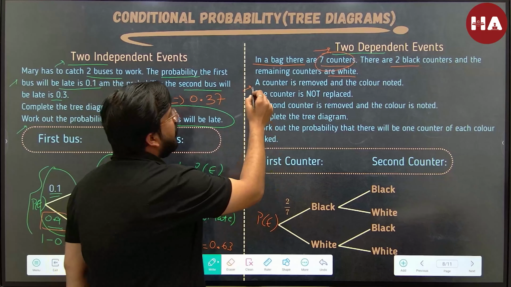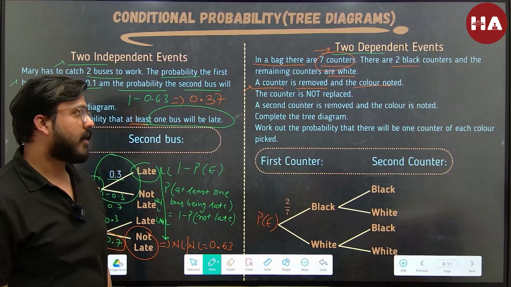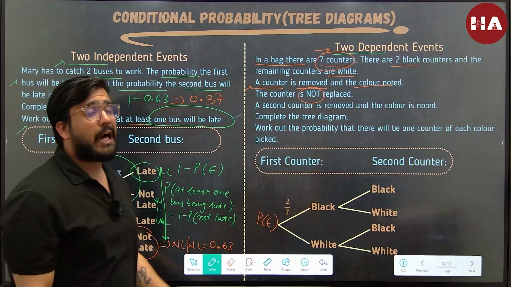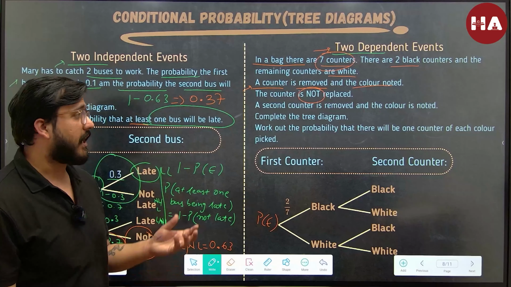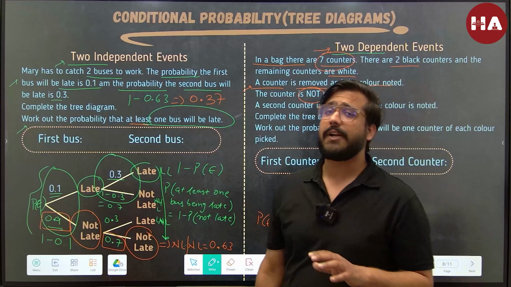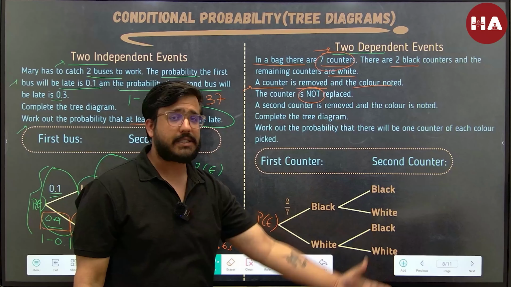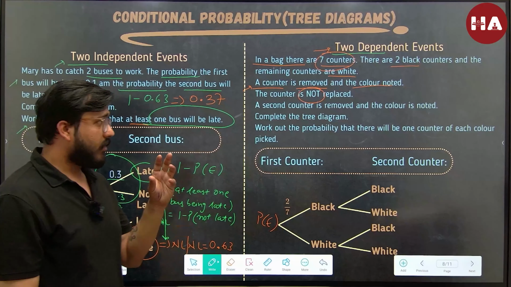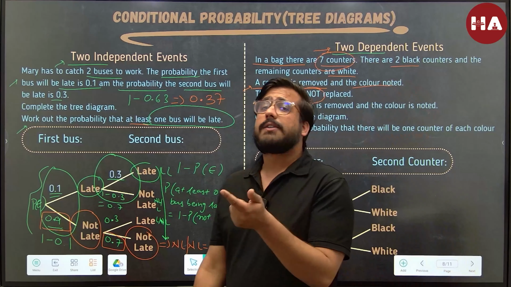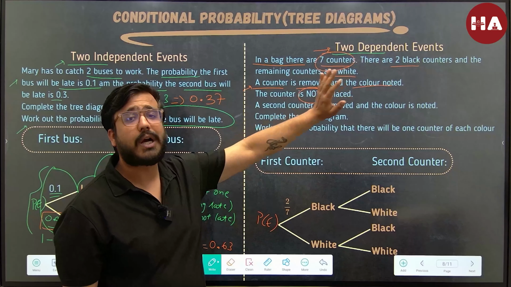Okay, now a counter is removed and the color noted. Now you have to mark this: the counter is not replaced. If I am taking out one ball and I am not replacing it, then that counter, the object, is not getting replaced, so that will be subtracted from the total number that we are taking into consideration.